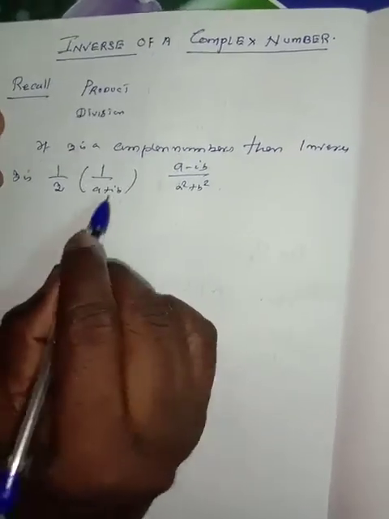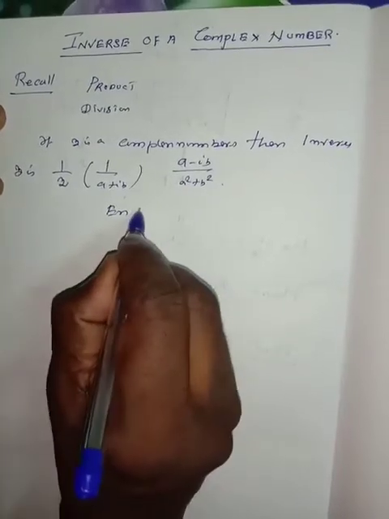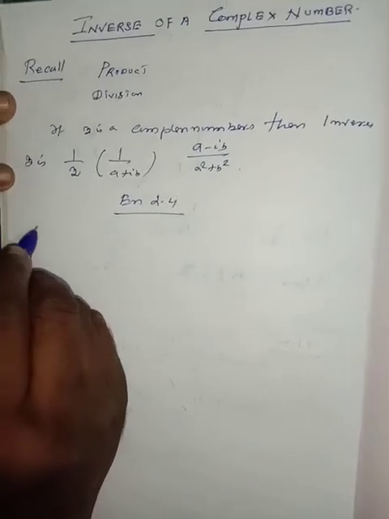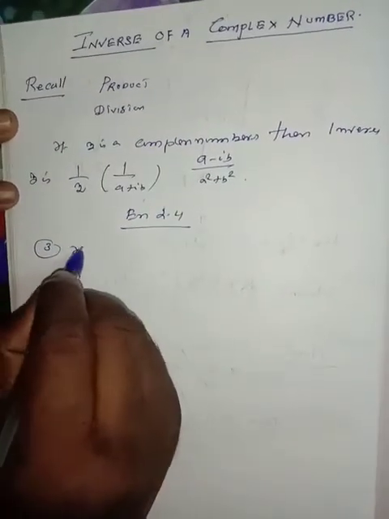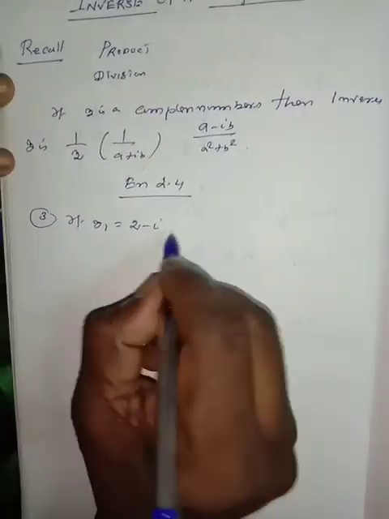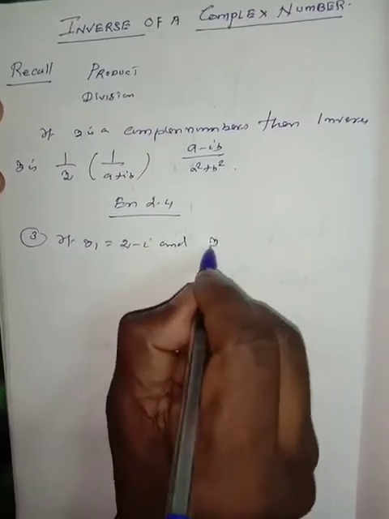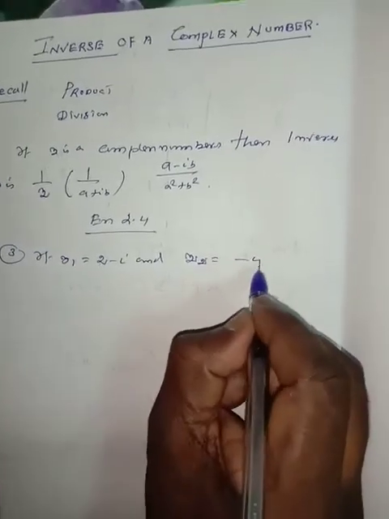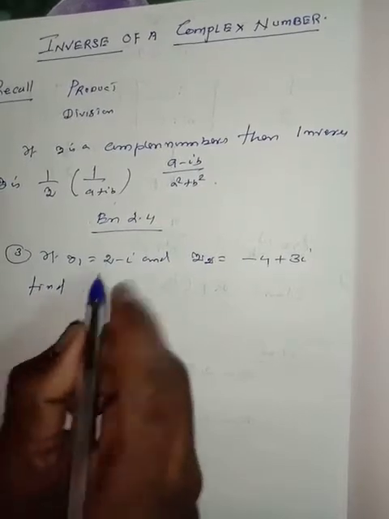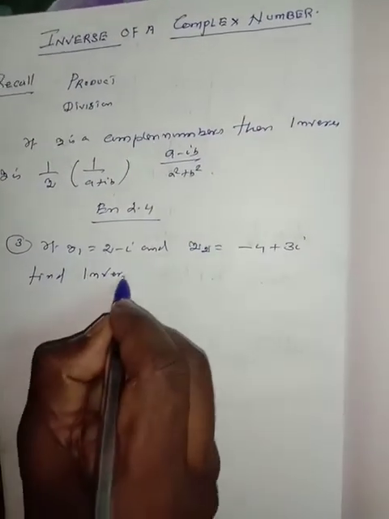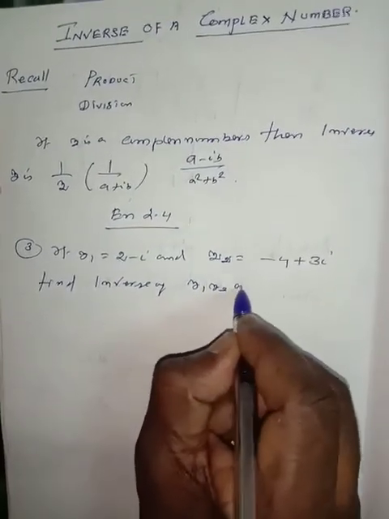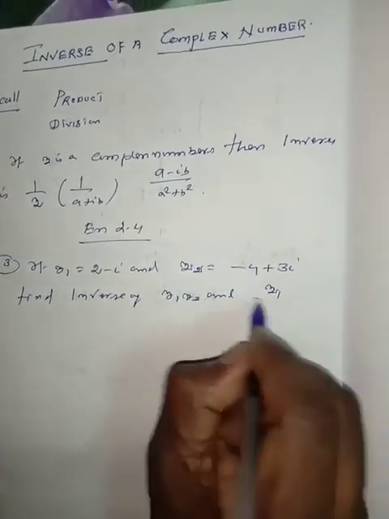Now example 2.4, sum number 3. If z1 is equal to 2 minus i and z2 is equal to minus 4 plus 3i, find the inverse of z1 z2 and z1 divided by z2.